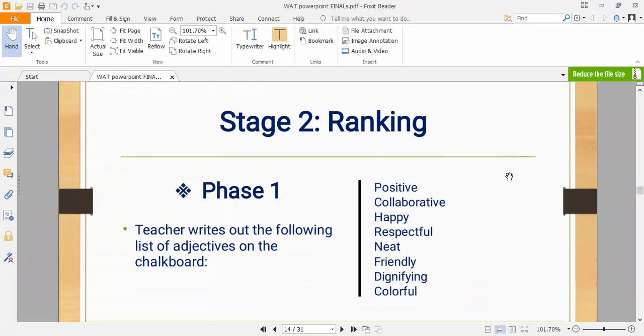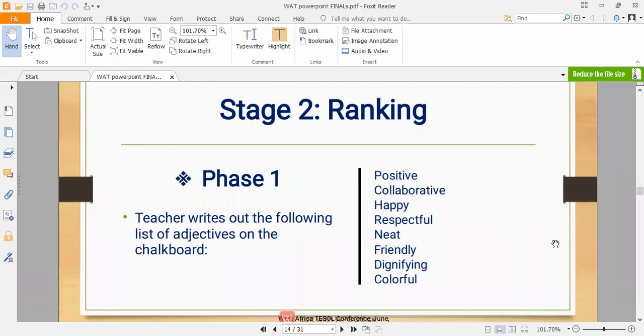In stage 2 of our lesson, we did a ranking activity, which was also a very vital activity in enhancing critical thinking in our students. This activity was divided into 2 phases. Phase 1 was individual, and phase 2 was collective. In phase 1, I wrote out this list of adjectives, as you can see on your screen, on the board, and the students took them down.